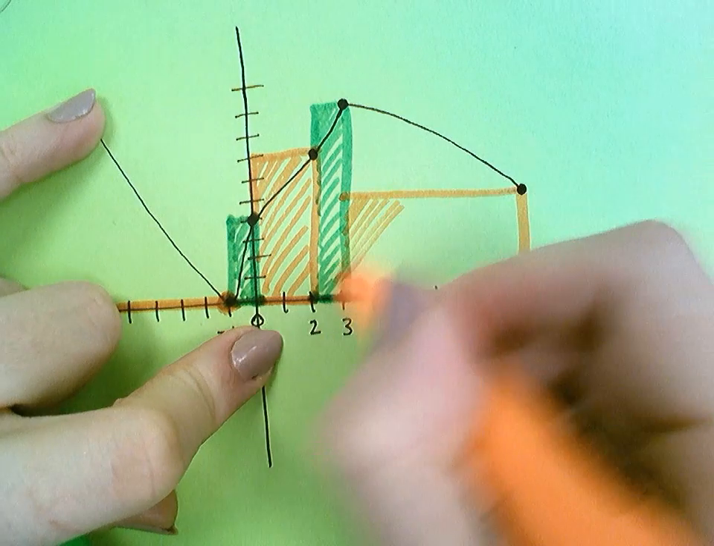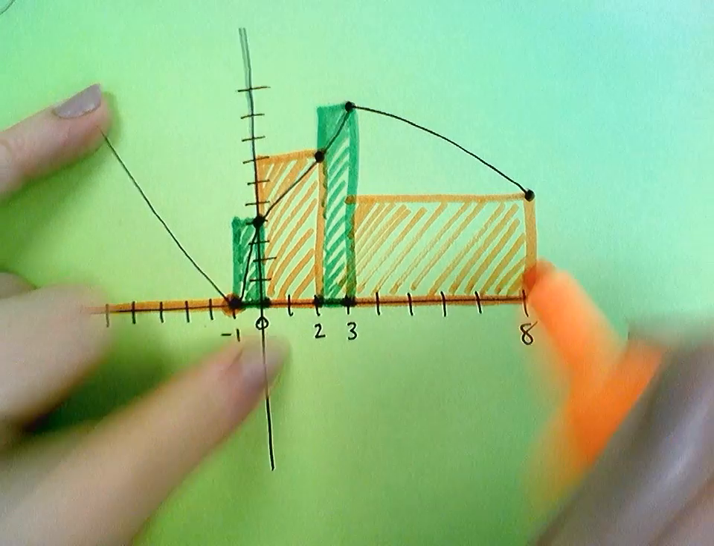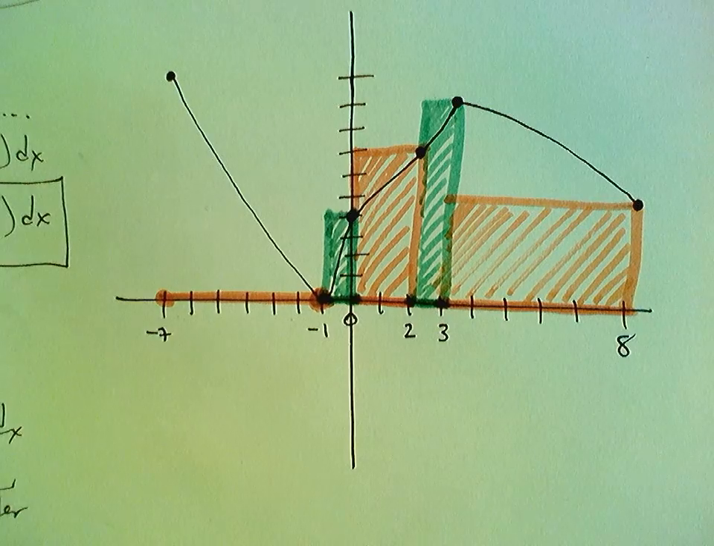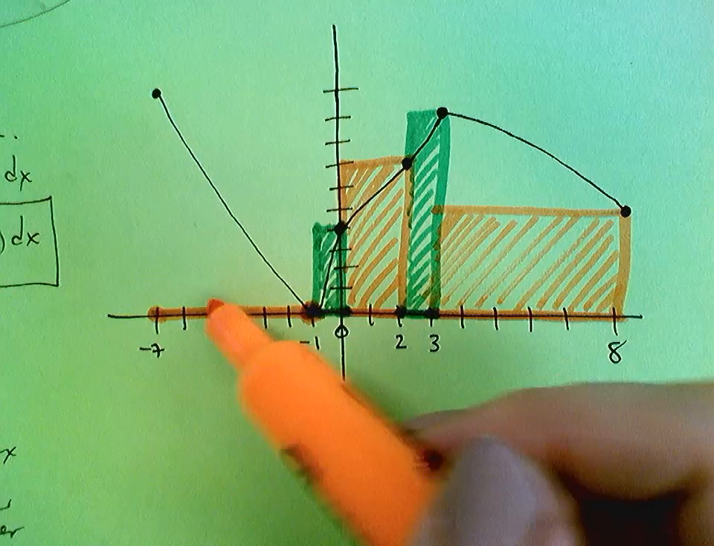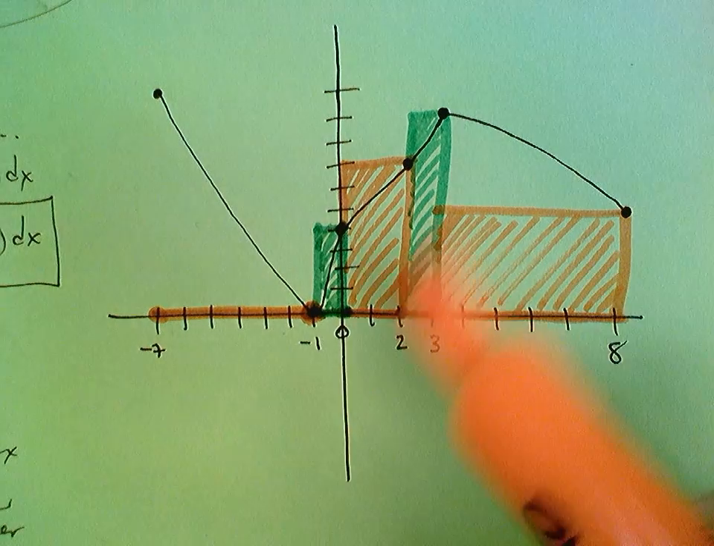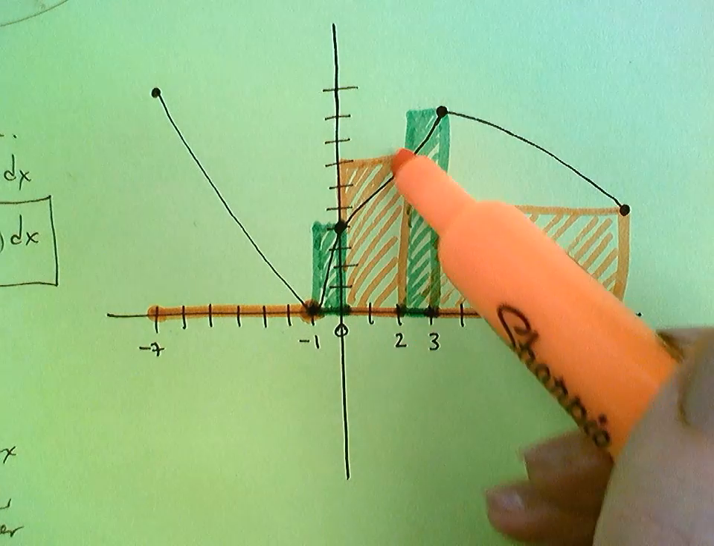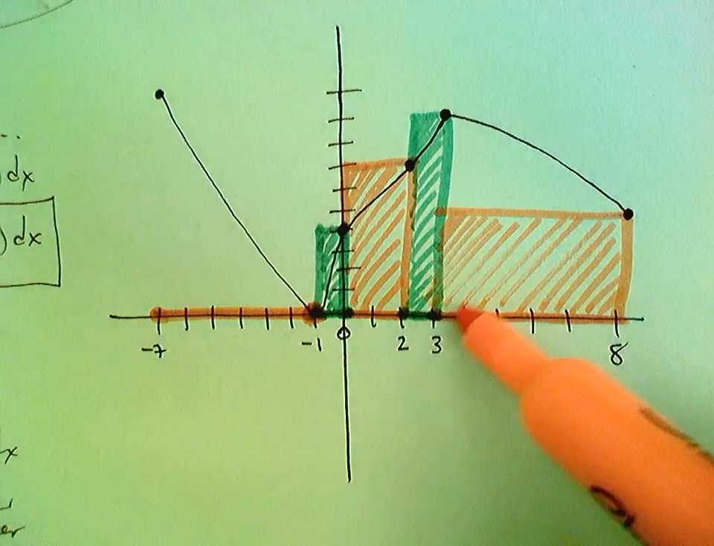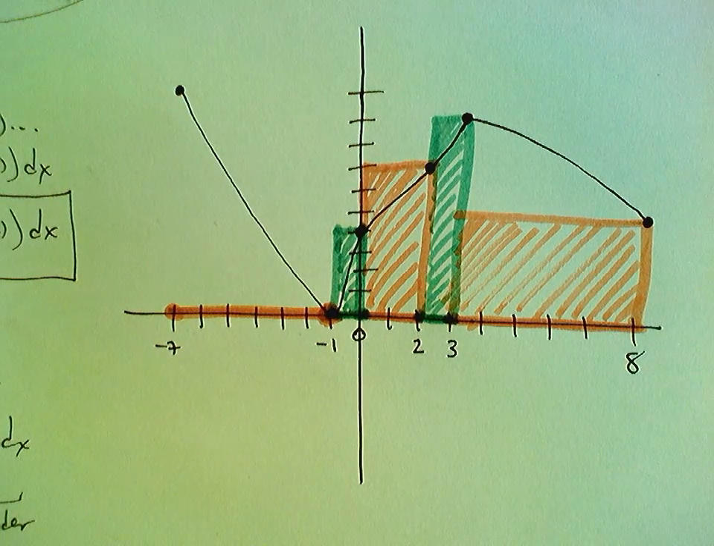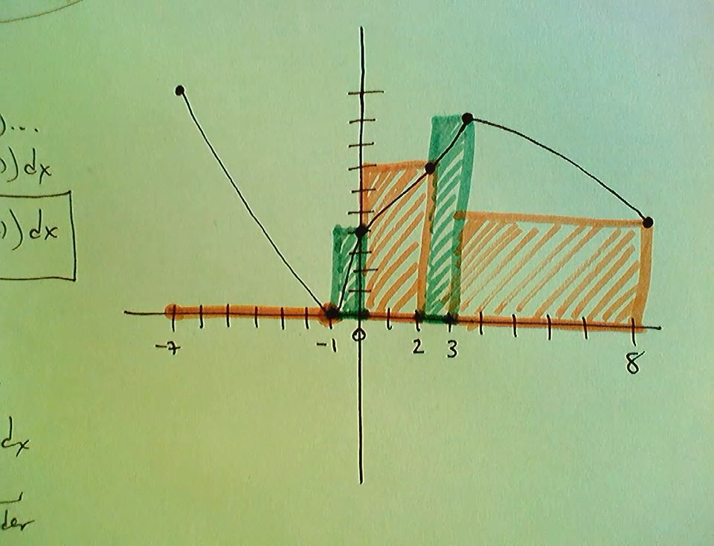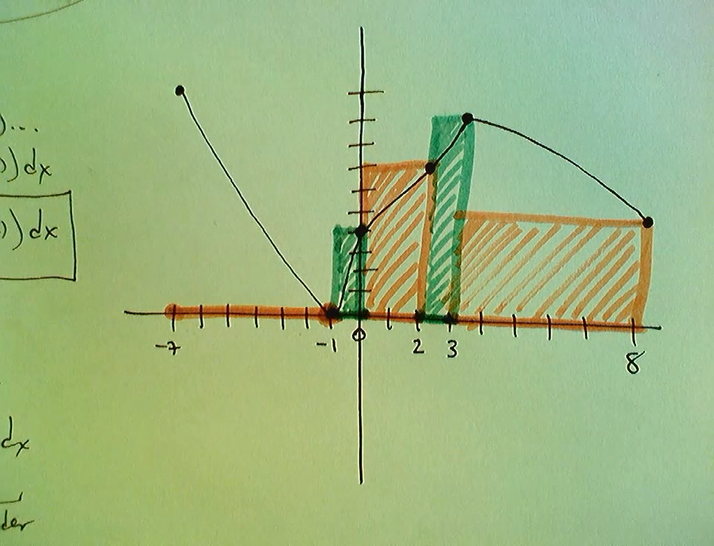So you could just tell this is a huge underestimate. For one thing, this first rectangle is just a flat line, so we're not even counting any of that. Here we got a little bit of overestimates, but this is an underestimate. It looks like the underestimate parts are more than the overestimate parts. So I think altogether this will be an underestimate.